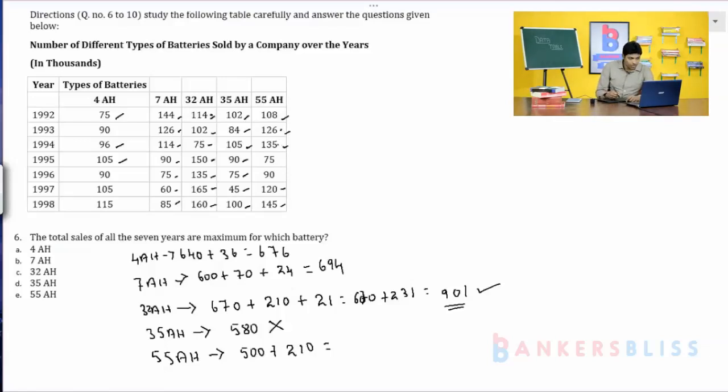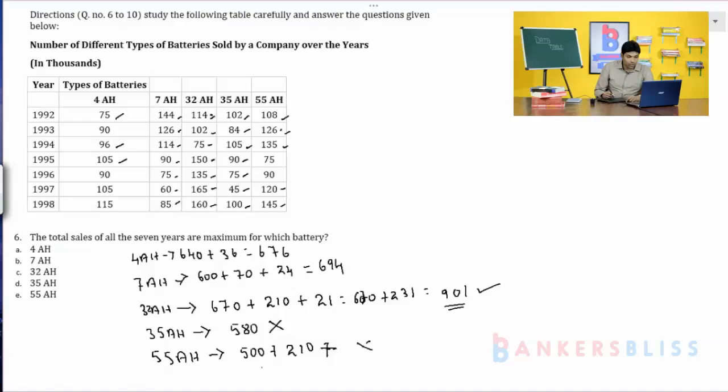So how much did you get? 710. Even if you calculate the remaining values and add, you won't get a value more than 901, because 500 plus 210 is 710. So almost 190 you should get. If you add the remaining values, do you get 190?